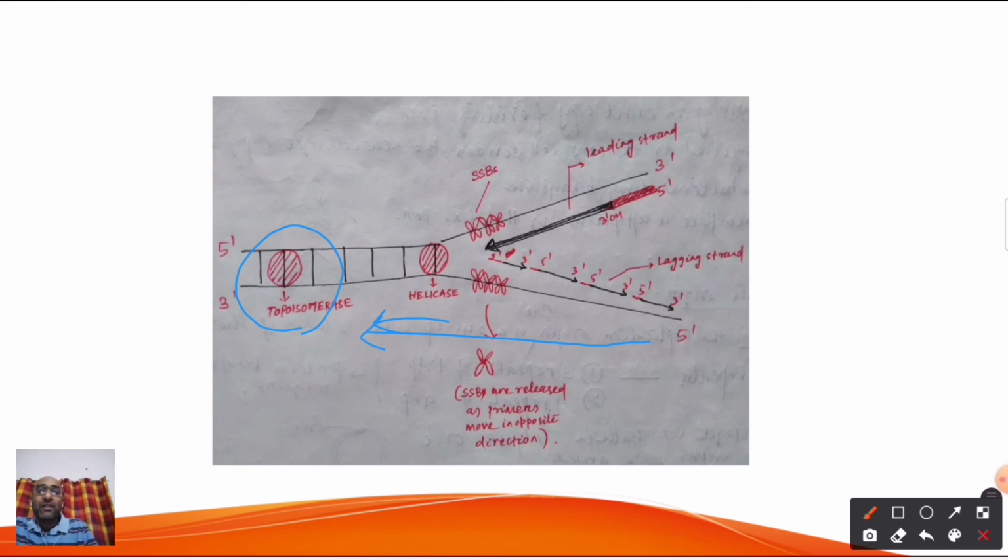Got it? Now, once the single strands have been formed, here there is a single strand. So, new single strands have been formed. They are stabilized by the single stranded binding proteins. Okay, single stranded binding proteins. Now, let us come to this strand.